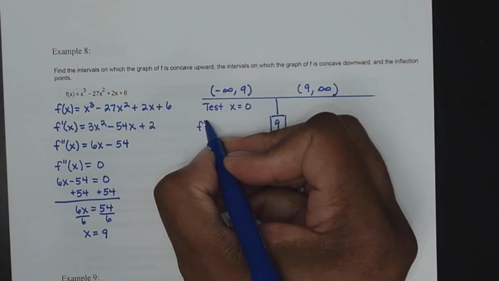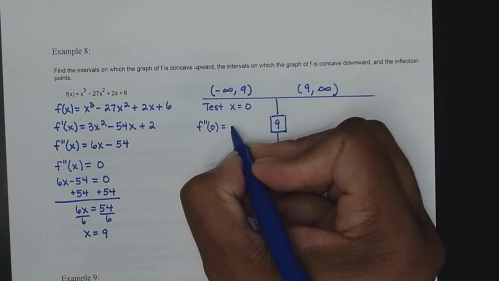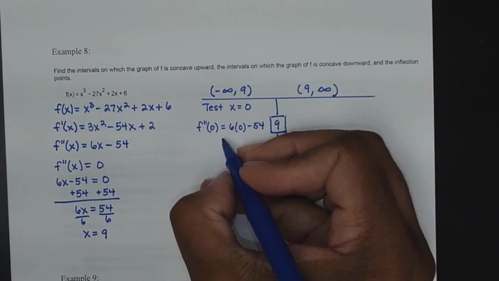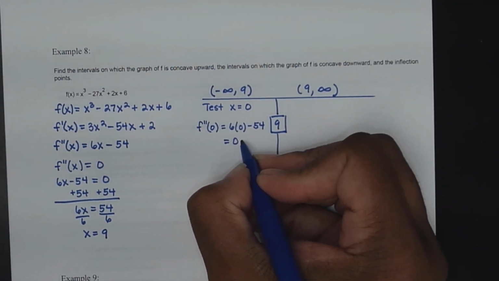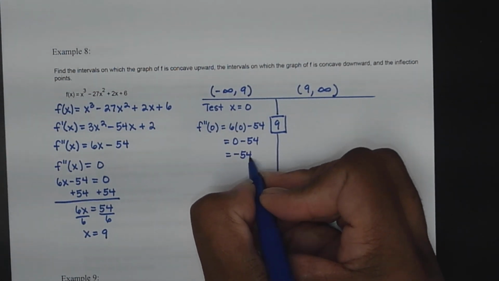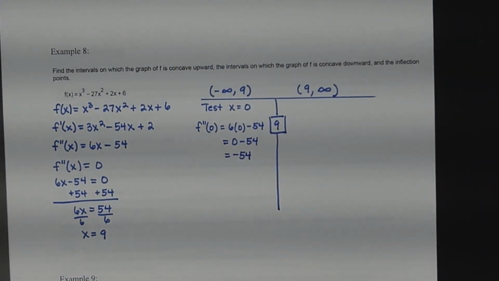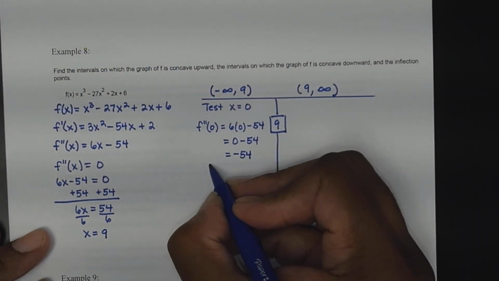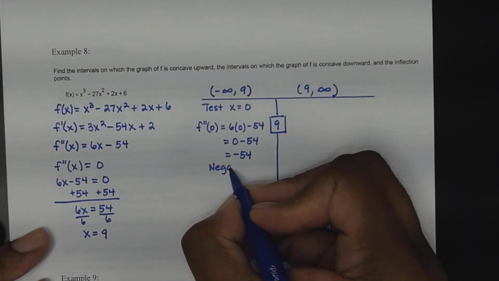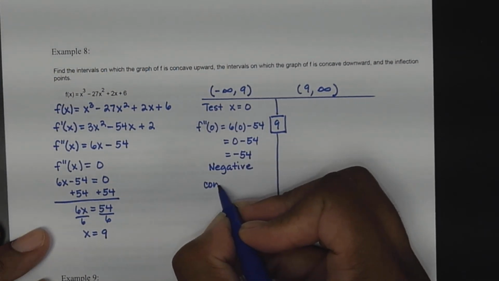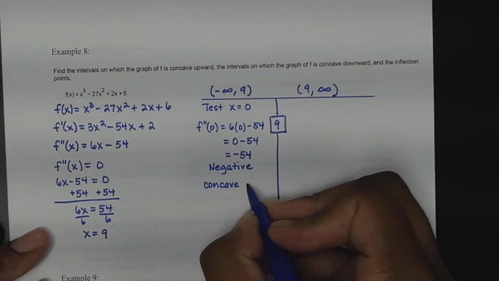So f double prime of 0 is equal to 6 times 0 minus 54. 6 times 0 is 0. 0 minus 54 is negative 54. And it is negative, so that means from negative infinity to 9, the graph of that function will be concave down.